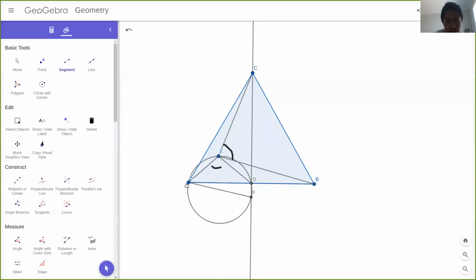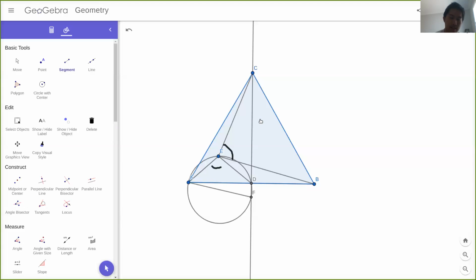So AED plus AFD is 180 degrees. So AFD is 180 minus this, which is telling something. We want 180 minus AED to be angle BEC because we want these two to add up to 180 degrees. But now we have these two adding up to 180 degrees. So this angle is apparently supposed to be equal to this angle.